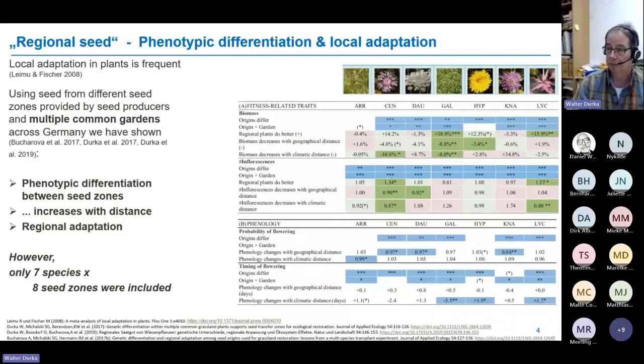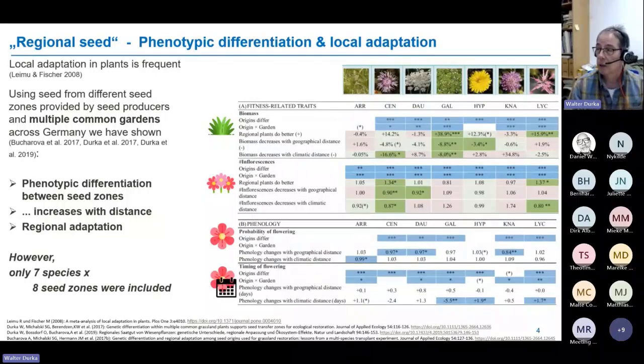Is there local adaptation? We did a common garden experiment with material that we bought from those seed producers. So we had 7 species and 4 common gardens, and we looked into biomass and flowering and seed production and things like that. Without going into the details, we found that there are phenotypic differences between material from different seed zones, and that these differences increase with geographic distance and with climatic distance, which together told us that regional adaptation actually is present. However, we had only 7 species and only 8 of the regions were included at that time.